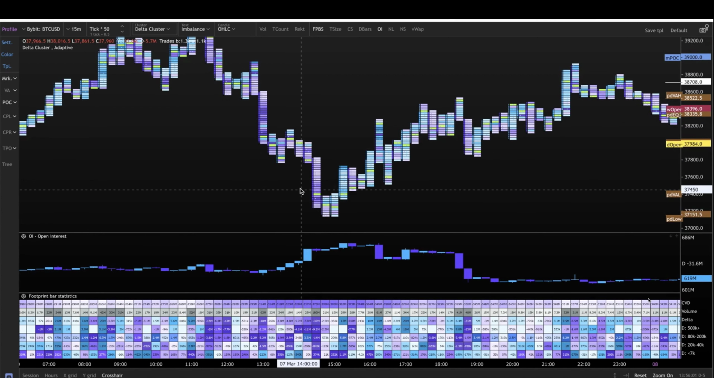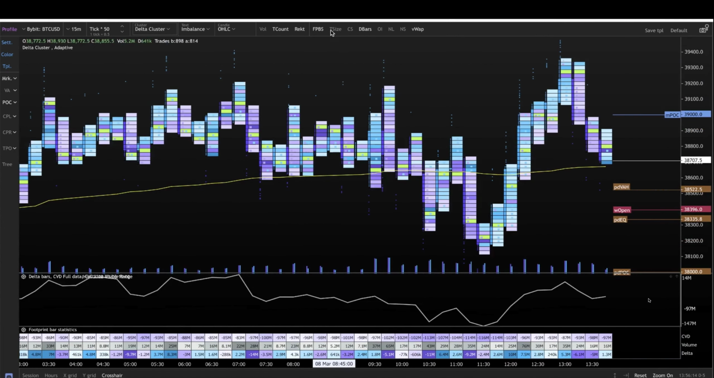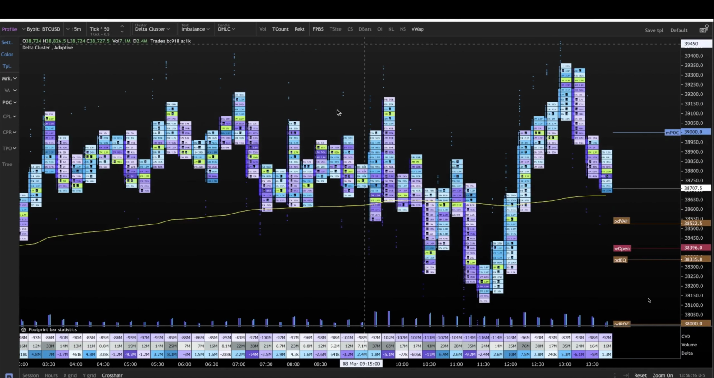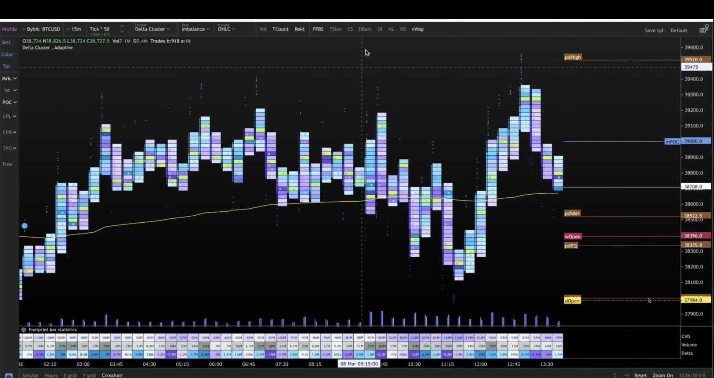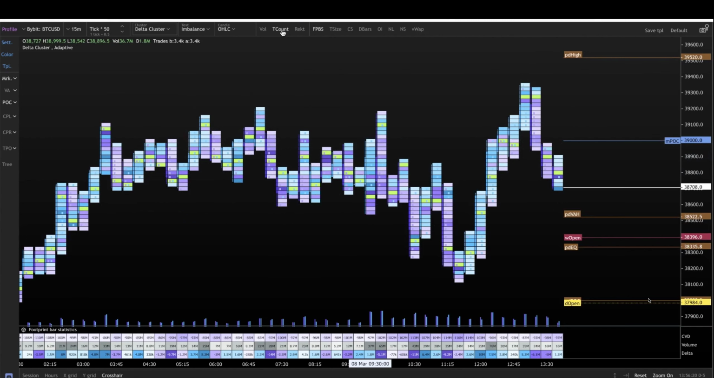Okay, now this is not something that you would use to actually take a trade specifically. This is just helping you to identify your market conditions. And let me turn some of these things off for us right here.